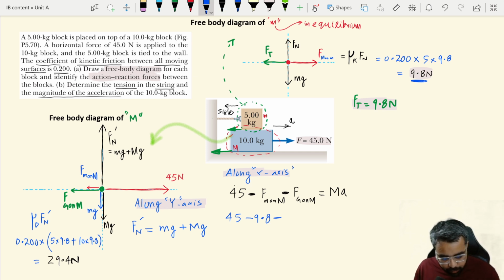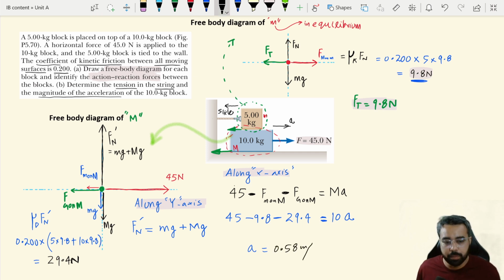So if we put its value in the equation, 45 minus 9.8 minus 29.4 is equal to the mass of the lower block, that is 10 times A. So we can now solve very easily for A. A is 0.58 meter per second squared. So this is the verified answer. Acceleration is 0.58. So we see that with this acceleration, the lower block will slide, whereas the upper block will remain at the same position. All right, I hope you understand this question.